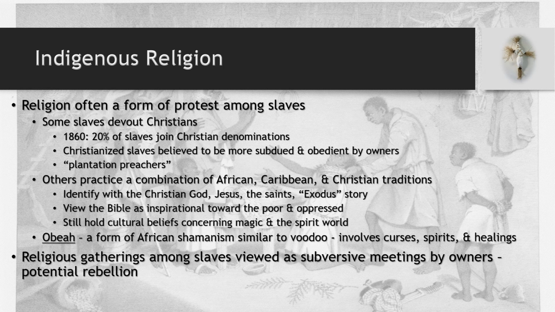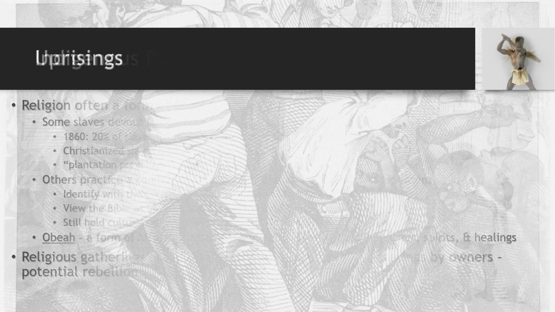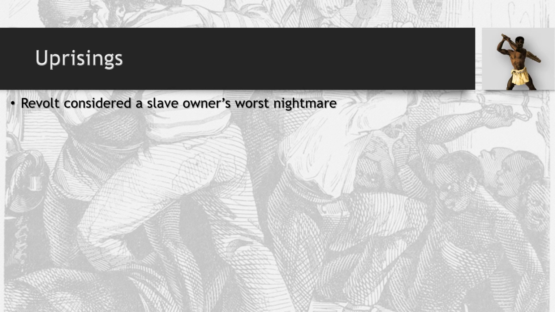And religious gatherings among slaves, again, were sometimes viewed as being subversive meetings. Because if they gain enough understanding of the idea of removing themselves from bondage, the Exodus story in particular ends up being a big paradigm for this, then they might come to the understanding that they are themselves in bondage and want to foment rebellion. And again, rebellion was not uncommon. This was considered to be the worst nightmare of the slave owner. It was their worst fears come upon them.